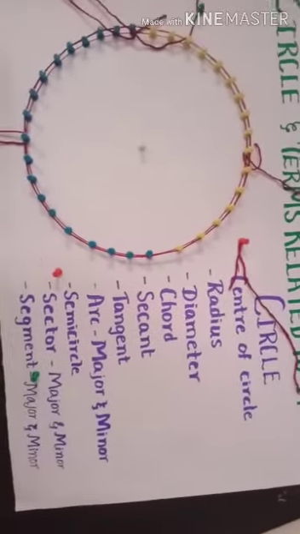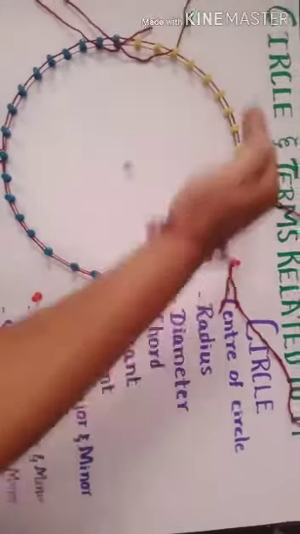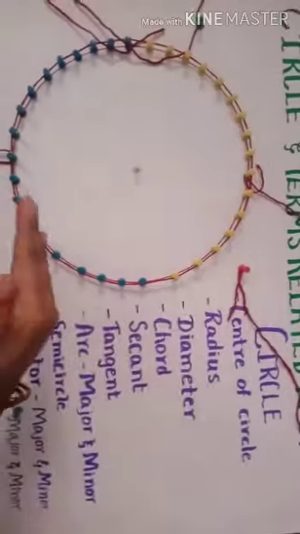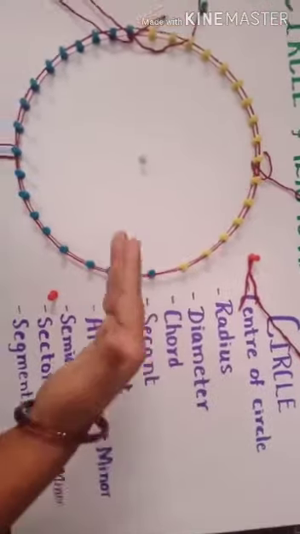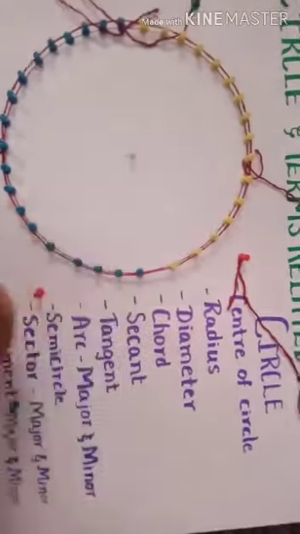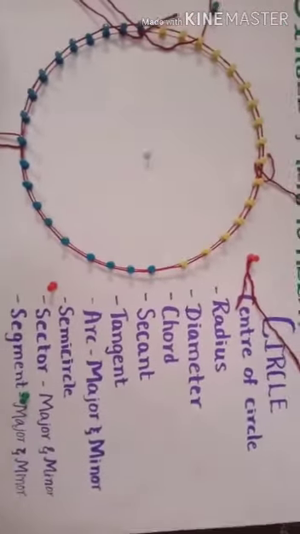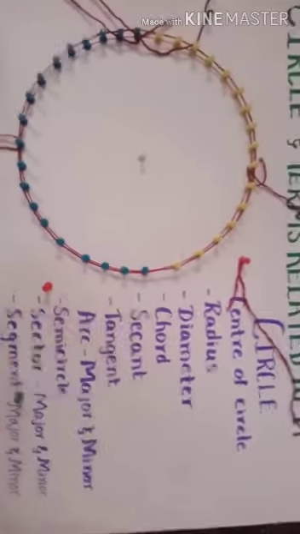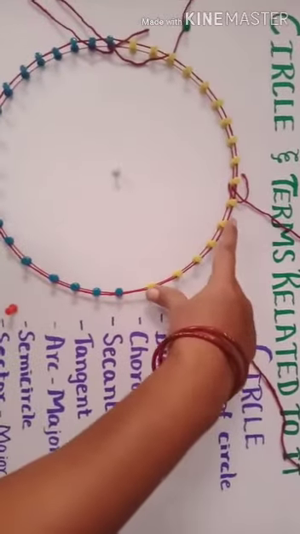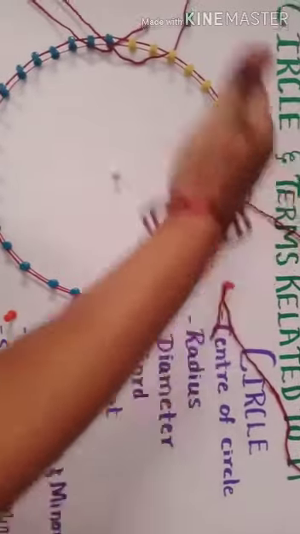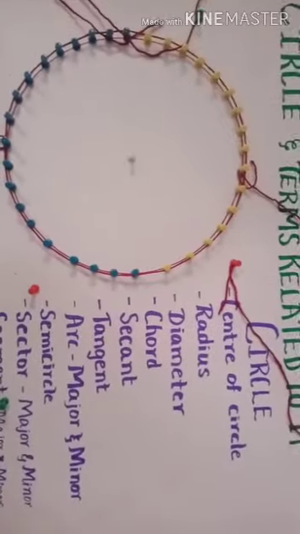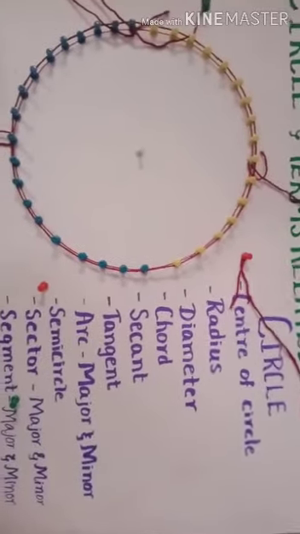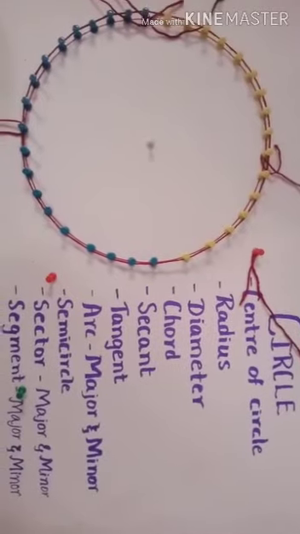Now again, these blue colored points all form a semicircle and the yellow colored points also form a semicircle. So if you take any circle and divide it into two equal parts, we get semicircles. Half of the circle we call a semicircle. The smaller part we call the minor arc, and the major part of the circle we call the major arc.